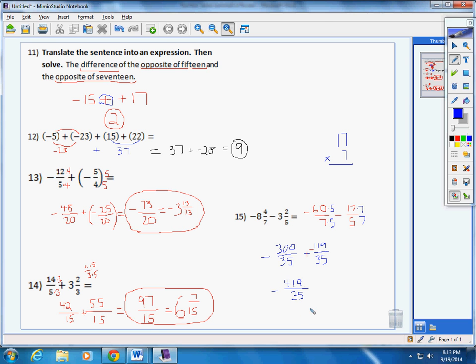I don't believe that this can be reduced, so I'm going to leave it here. For those of you who are figuring out a mixed number, I'll let you do that on your own. That'd be just fine. But this is probably where I'd leave it, since I know that this cannot be reduced.